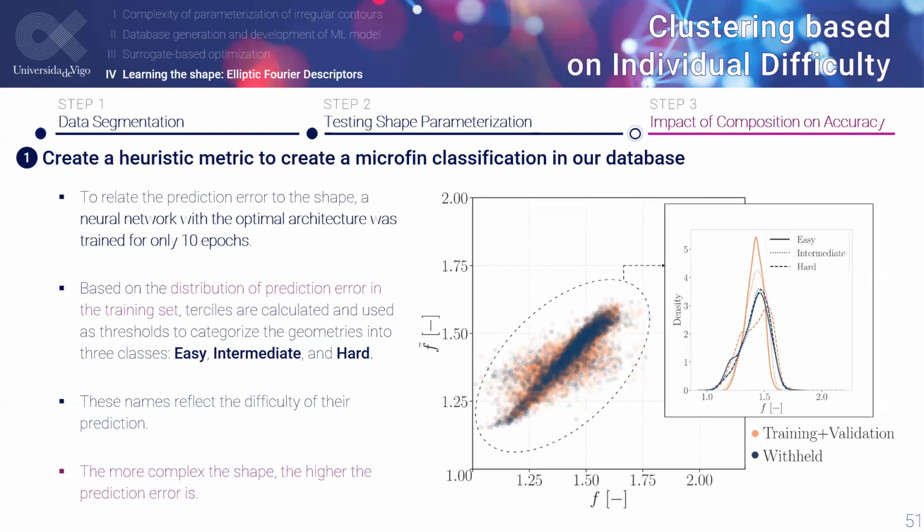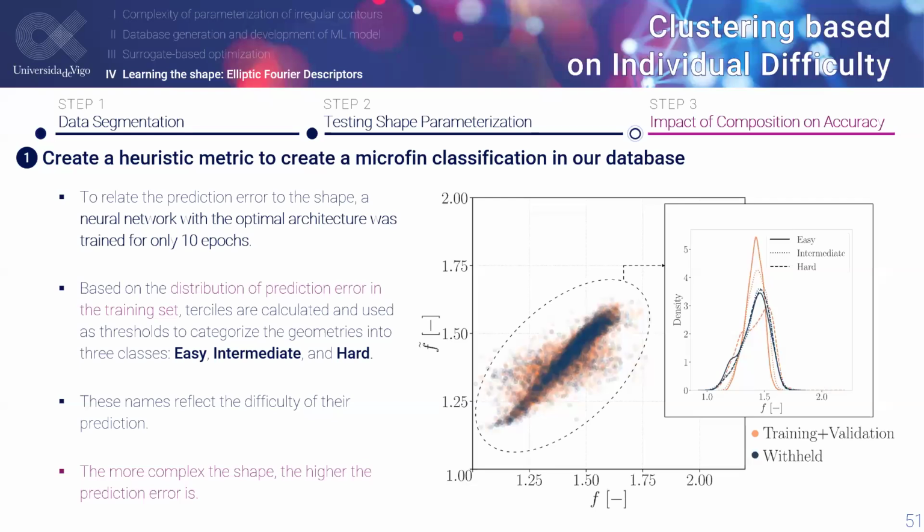So since our data space is very compact, it's really hard to find clusters or any fins that outperform the other ones. So we followed a methodology that was used in the literature for other purposes. We train a model with the entire database for a small number of epochs.